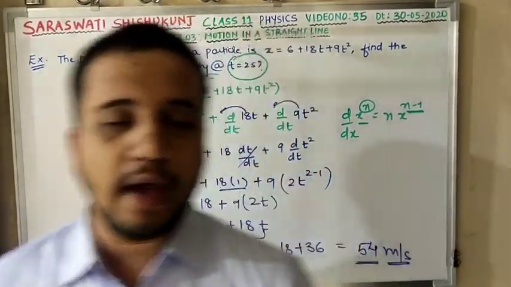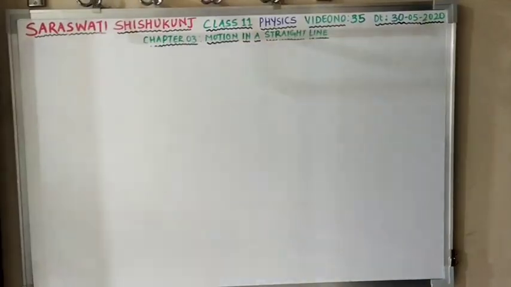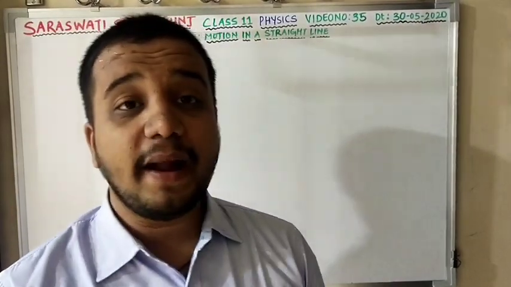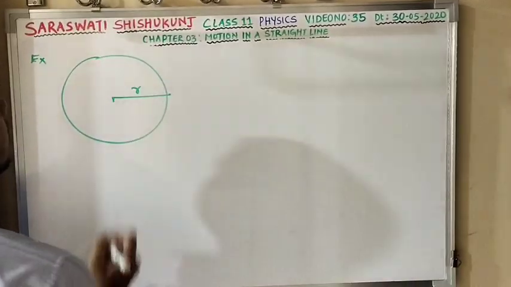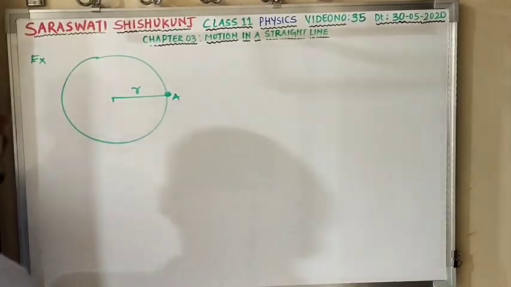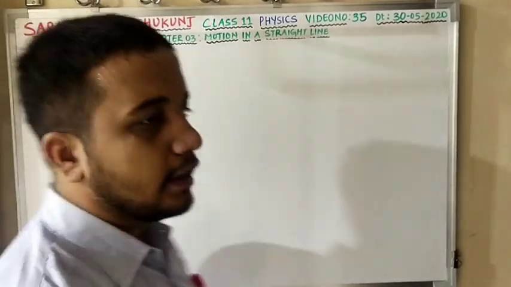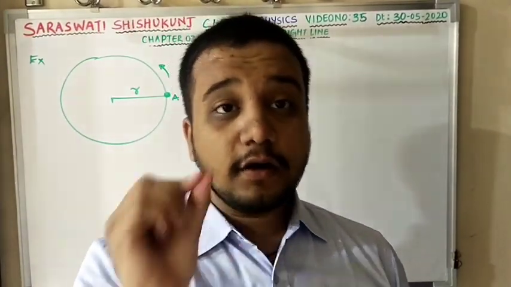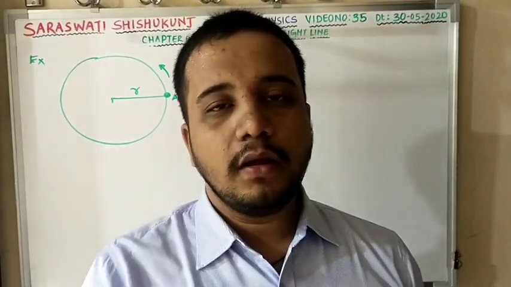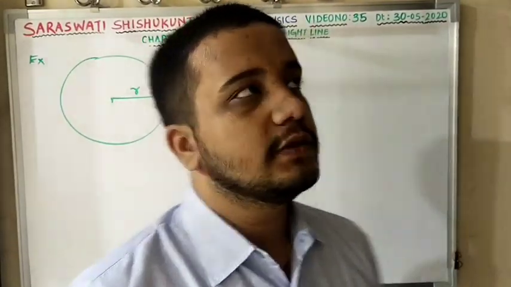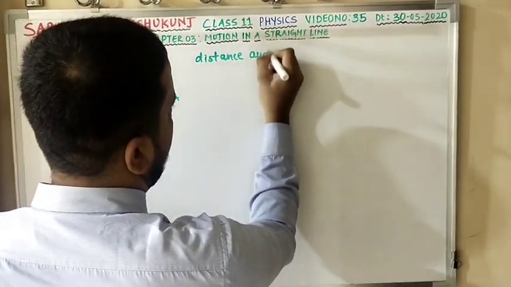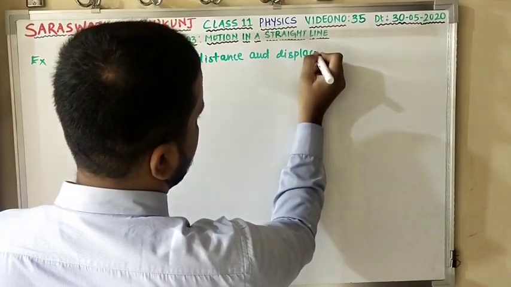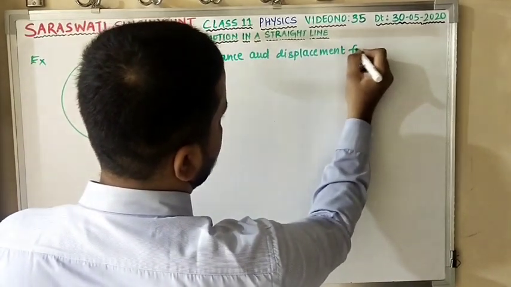Moving to the next example we have with us: a particle is moving on a circular path of radius r. Let us consider this particle A that is moving on a circular path. Clear? They are asking to determine the distance covered for half revolution, and the displacement for the same. They are asking distance and displacement for half revolution.